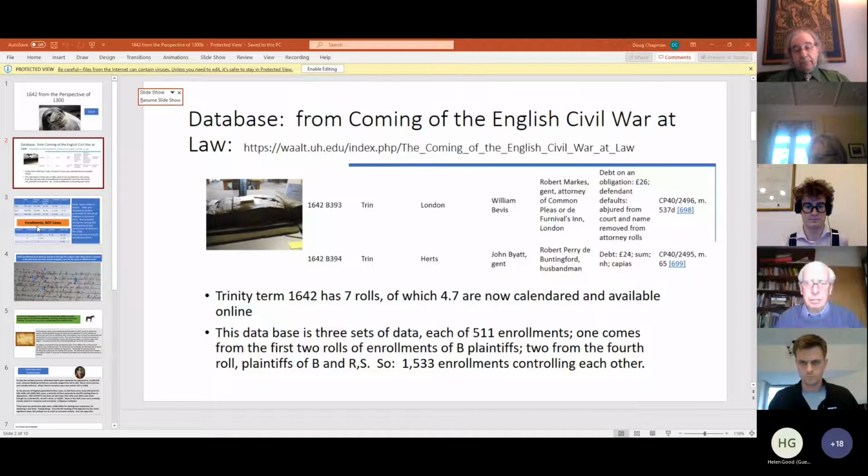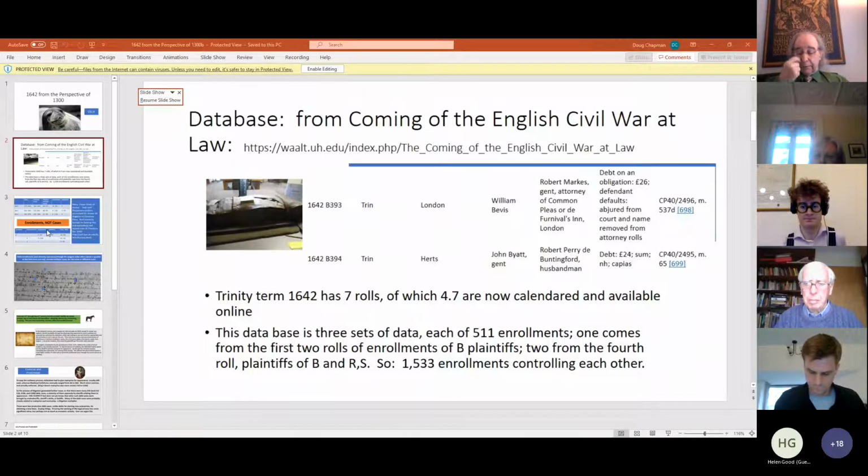So in preparation for this, the database so far covers more than 4.5 rolls. So I'm up to 2,100 membranes now. And so that provides me with an actual database of, I don't know, 20 or 30,000 enrollments. But for this talk, I just was trying to ascertain whether my impression was borne out by a quantification.